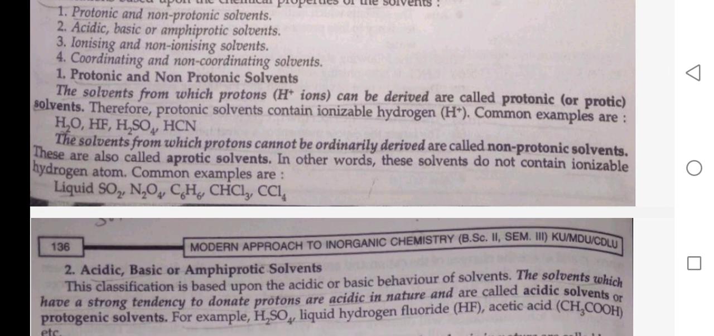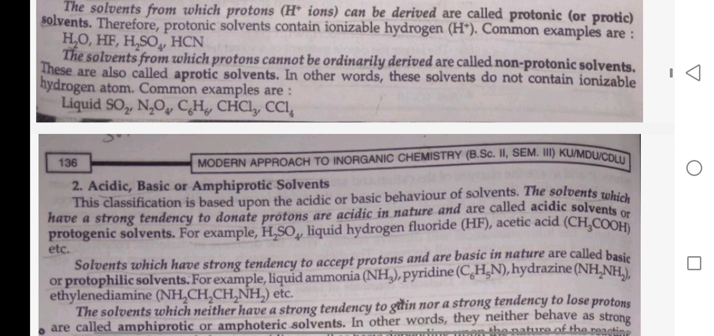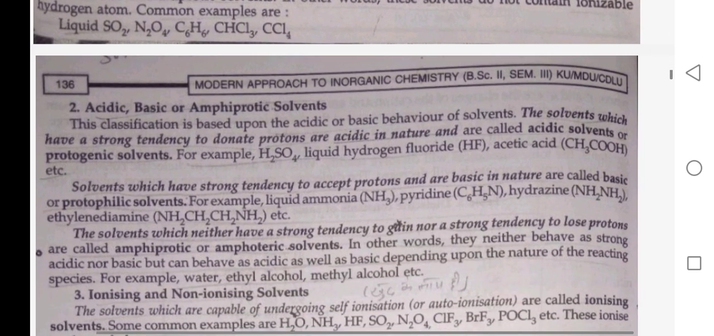First, the protonic and non-protonic solvents. The solvents from which a proton, a positive ion, can be derived are called protonic or protic solvents. Therefore, protonic solvents contain ionizable hydrogen. Common examples are H2O, HF, H2SO4, HCN. The solvents from which a proton cannot ordinarily be derived are called non-protonic solvents. These are also called aprotic solvents. In other words, these solvents do not contain ionizable hydrogen atoms. Common examples are liquid SO2, N2O4, C6H6, CHCl3, etc.